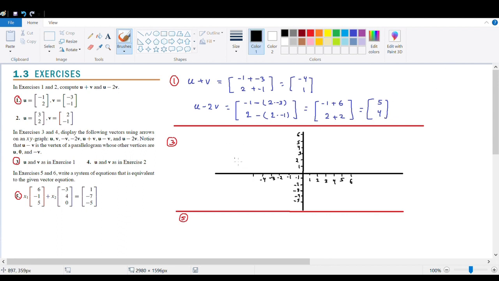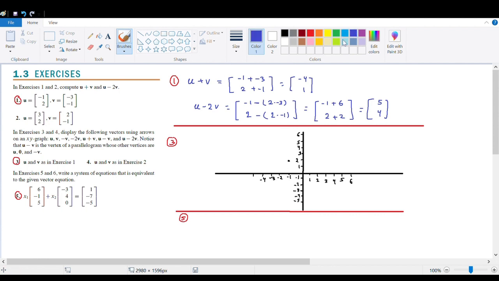So for sketching in exercise 3, display the following vectors using arrows on the xy graph. We need to sketch u, v, minus v, minus 2v, u plus v, u minus v, and u minus 2v. And here we have our vectors u and v, which is in exercise 1, which is minus 1, 2 for u, and minus 3, minus 1 for v. So let us first sketch the vector u, which is minus 1, 2. So here we have minus 1, 2.